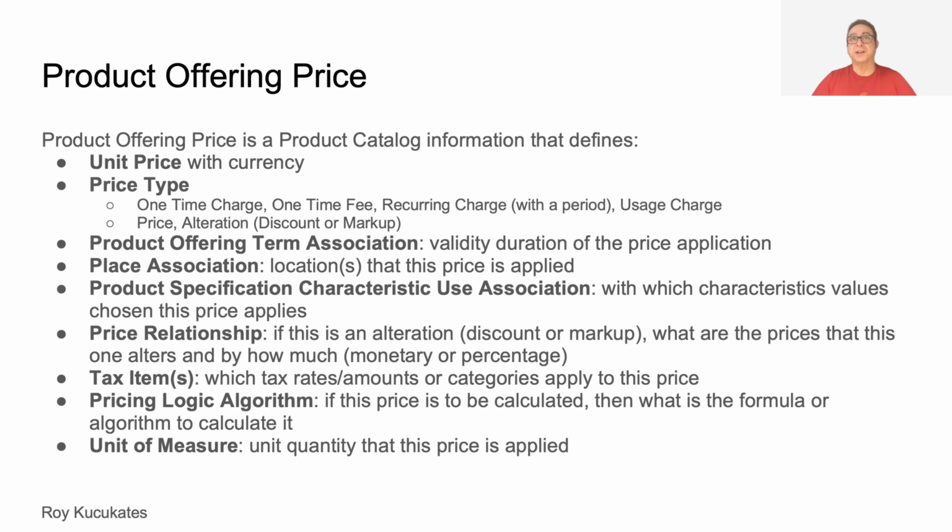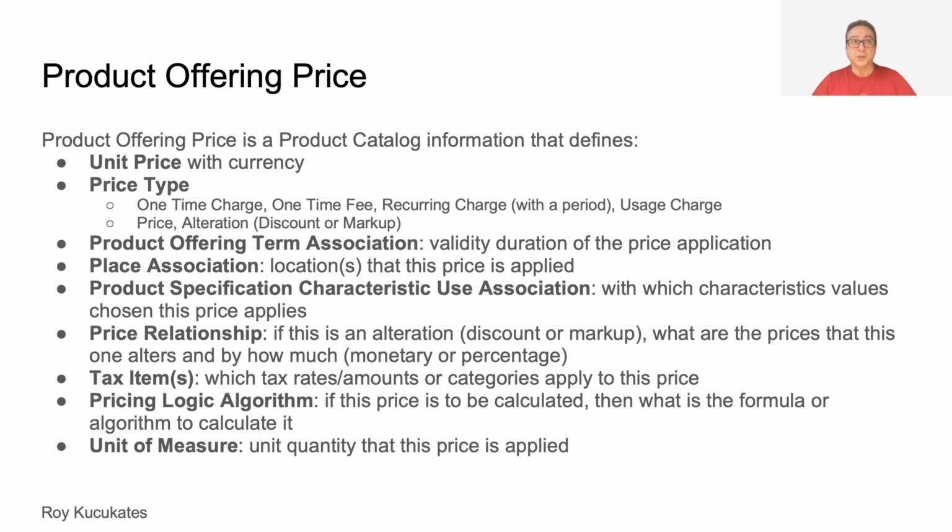Product specification characteristic use association. This is just to select the price based on characteristic values chosen by the user or by the customer. Like if you're going to buy a data plan with 10 gigs or 20 gigs or 30 gigs, which are different characteristic values, you can associate these values to prices, so that during the order capture, whenever the user selects one of these values, the associated price gets activated.